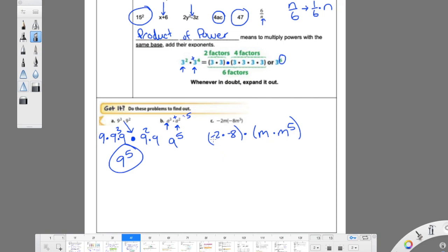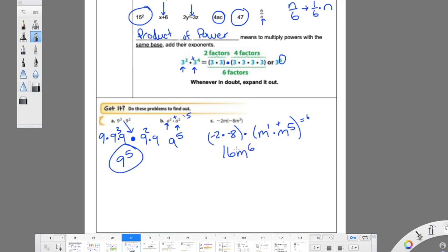So negative 2 times negative 8, 2 negatives make a positive, and then 2 times 8 is 16. And then with this one, if you don't see the exponent, it means you have 1. So I have 1m, I have 5 m's. Since they're both m, I can add them together and I get 6. So I'm going to have m to the 6th power.